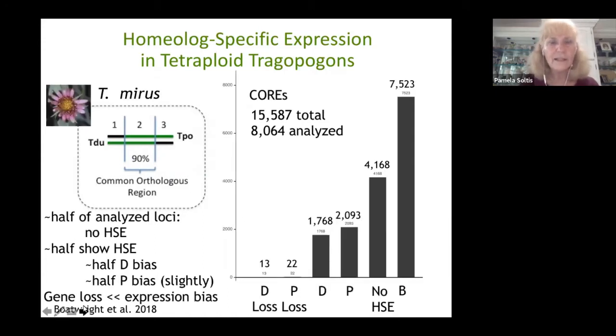We found almost identical results for Tragopogon mirus. Again, about 15,000 loci or cores were identified. About 8,000 were analyzed. Of those, half showed no bias. And then maybe slightly more of the remainder showed a porphyrious bias than a dubious bias. But in general, those were quite similar.